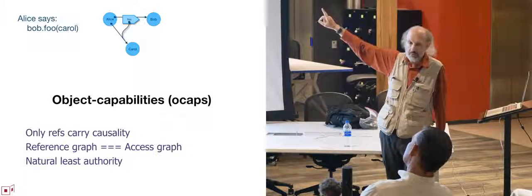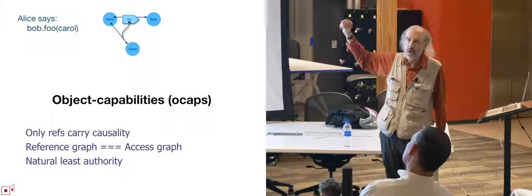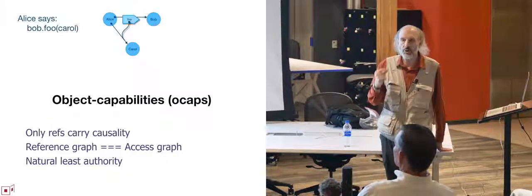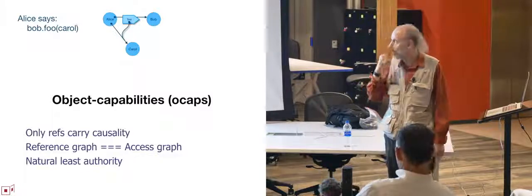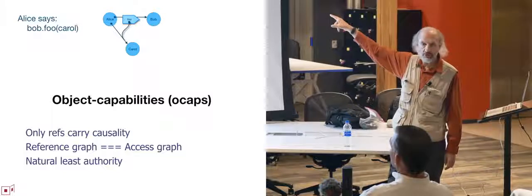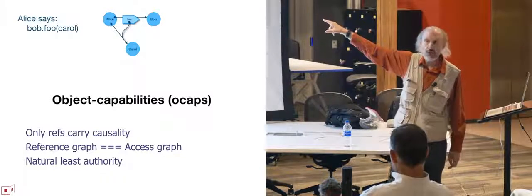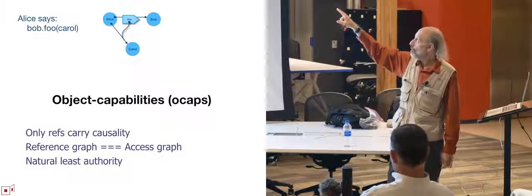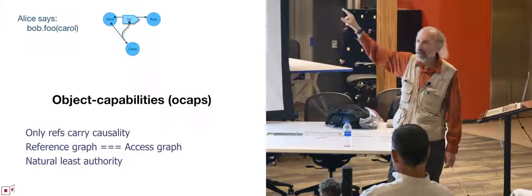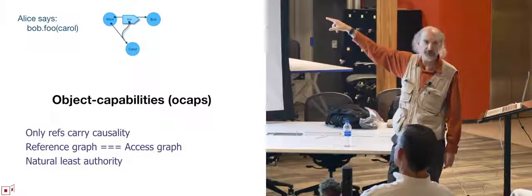To get from objects to object capabilities, we only need to impose some restrictions that are very natural from the point of view of the object programmer. These references that carry messages are the only thing that carries causality. So one object can affect another only by invoking its public interface, and an object can only affect the world outside of itself according to the references that it holds.